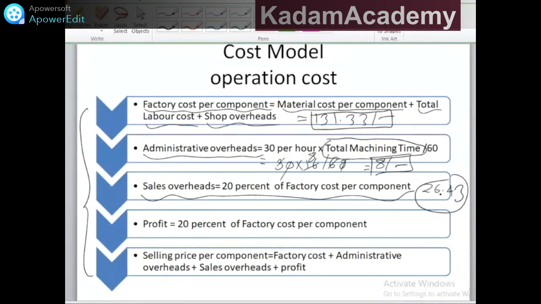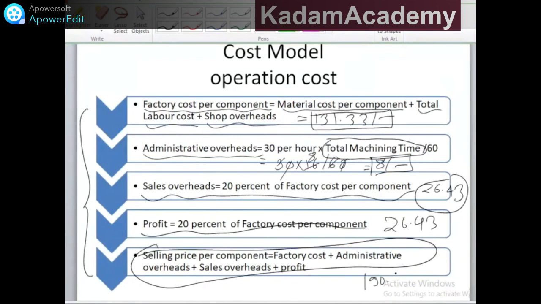26.43. Now find out what is the profit. Same, 26.43. Okay. Now finally tell me what is the selling price of this component. 193, sir. 193. Okay.